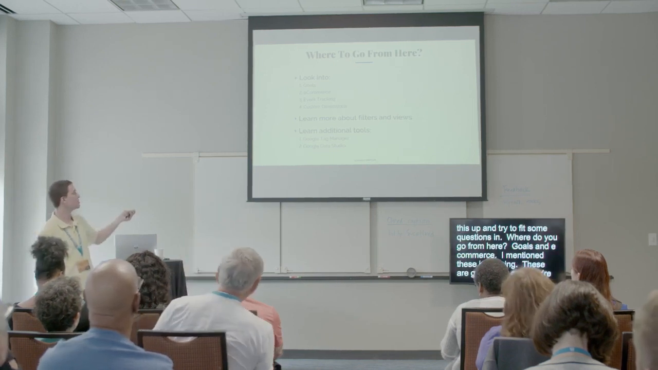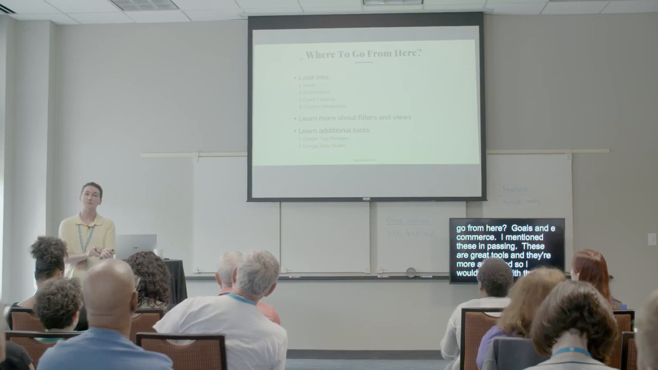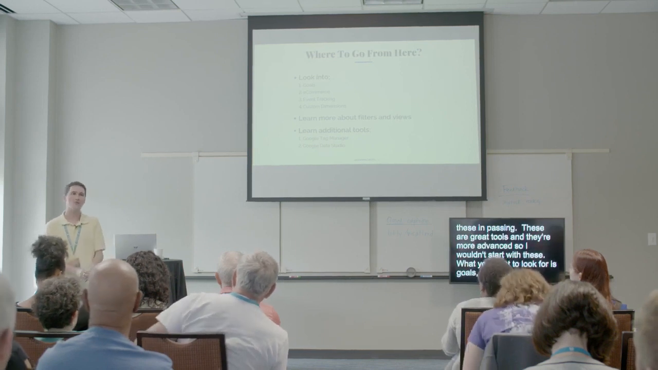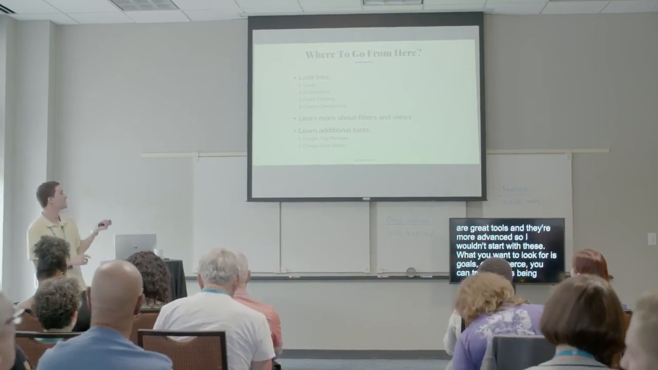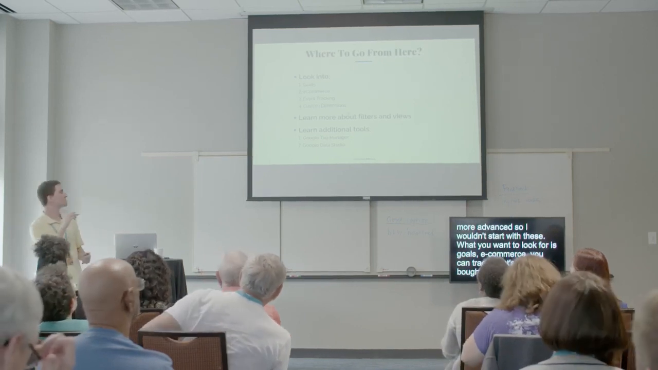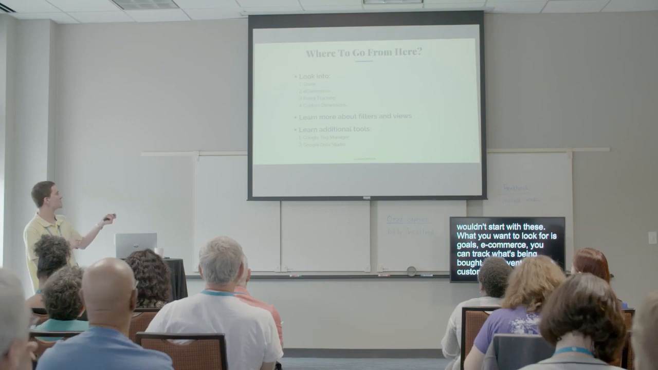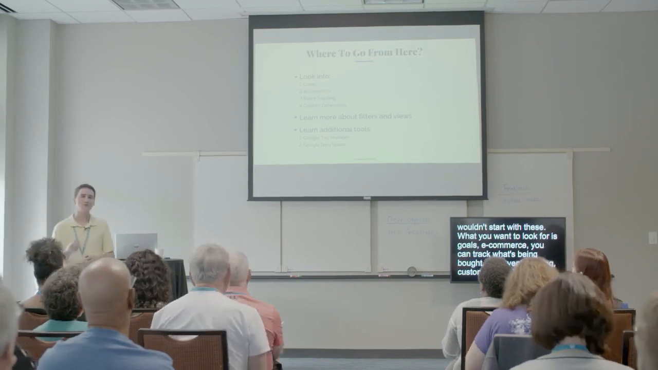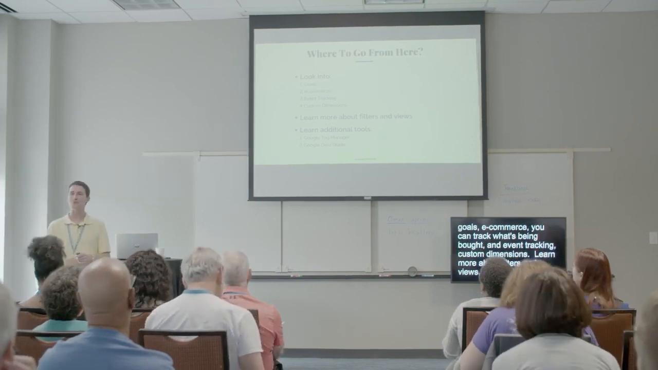But what you would look for is goals. With e-commerce, you can track what is being bought on your site, what category of product, what product itself, things along those lines. Event tracking, just pretty much what we've been talking about with events. Custom dimensions. It's actually a little bit more events. I'm going to get back to that during question and answer. Learn more about filters and views. There's so much more you can do than even the examples I mentioned.